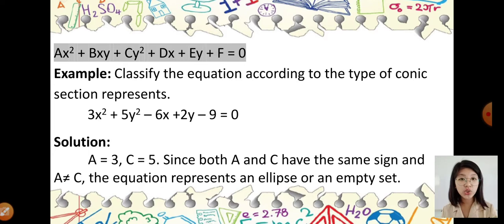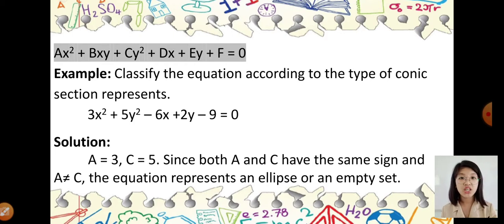So, yung a doon, yun yung kasama ng x squared. So, look at the example. We have 3x squared. Ano bang kasama ni x squared? We have 3. That is why a is equal to 3. And c is equal to 5.